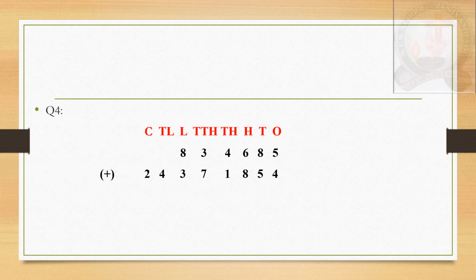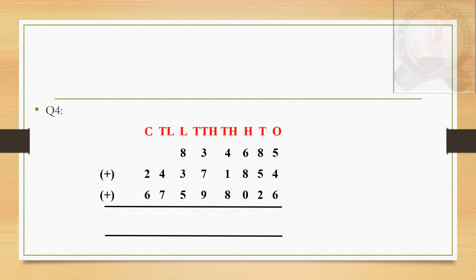So the next question is question number 4. This is the given question, children. So let us start giving the answer. Now 5 plus 4 is 9, 9 plus 6 is 15. For 15, write 5, 1 carry to the next digit. 1 plus 8 is 9, 9 plus 5 is 14, 14 plus 2 is 16. For 16, 1 carry, 6 you write. 1 plus 6 is 7, 7 plus 8 is 15.